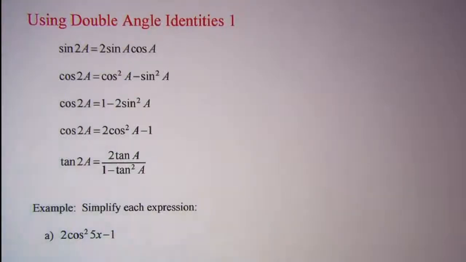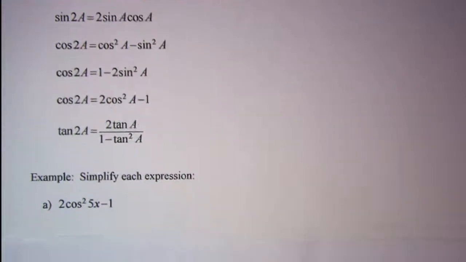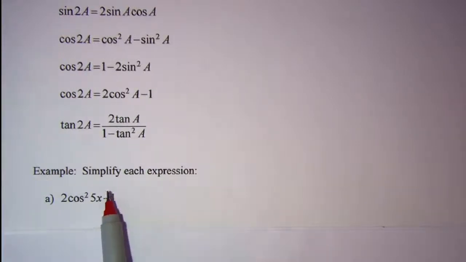In this video, we'll be using our double angle identities to simplify expressions. Our first example is to simplify 2 cosine squared 5x minus 1.